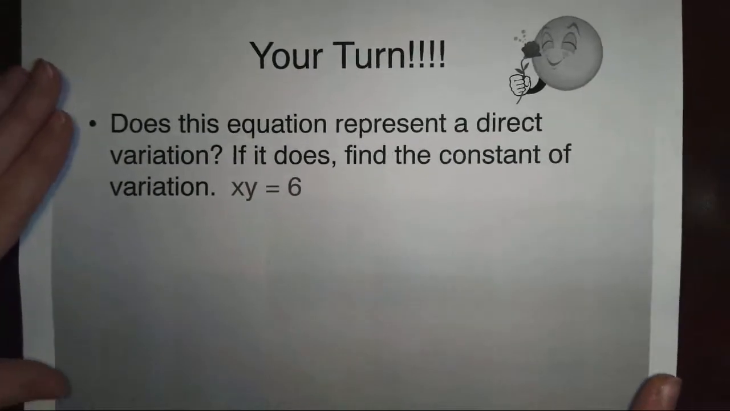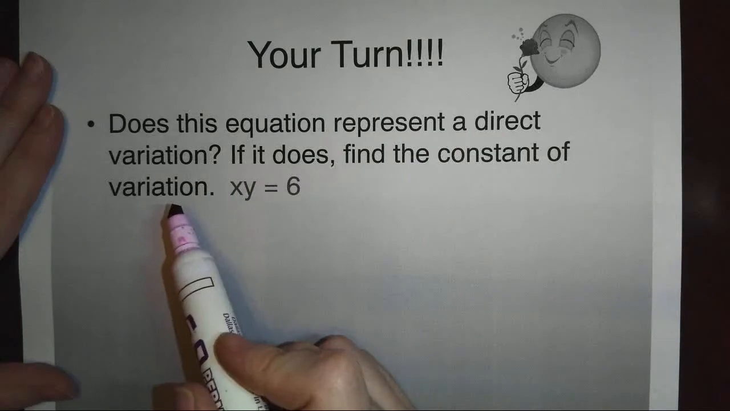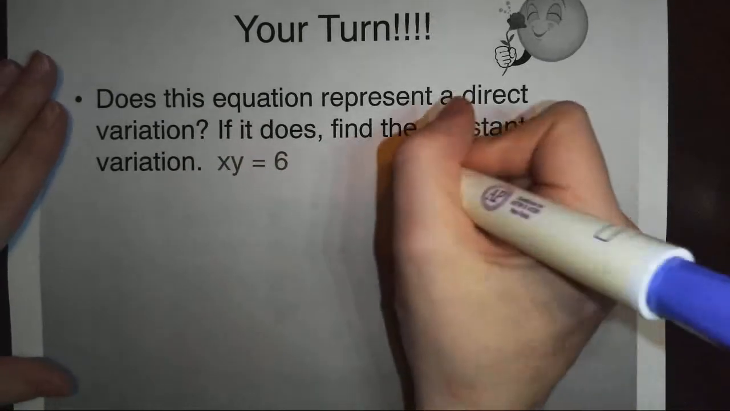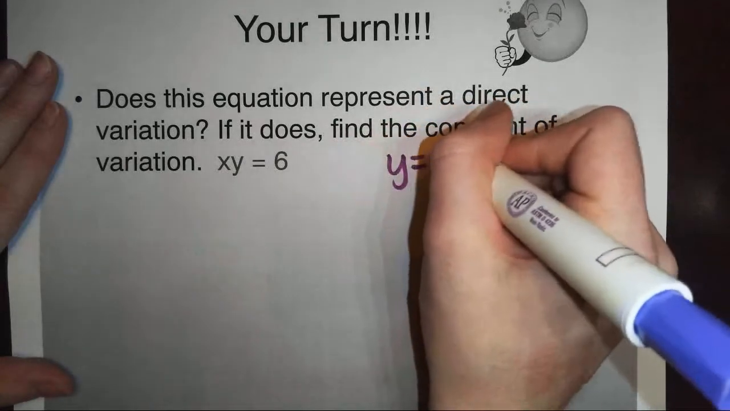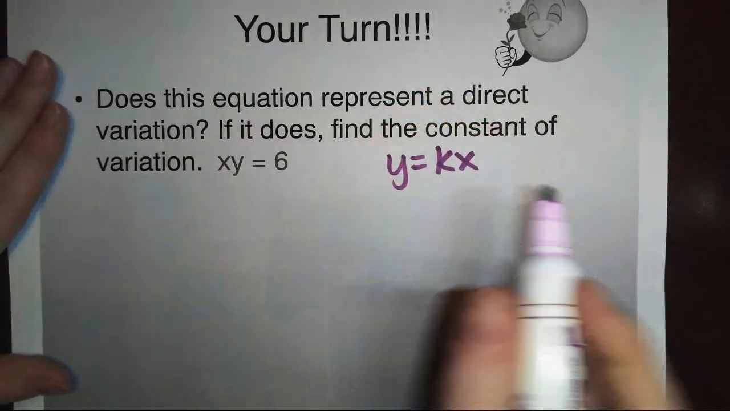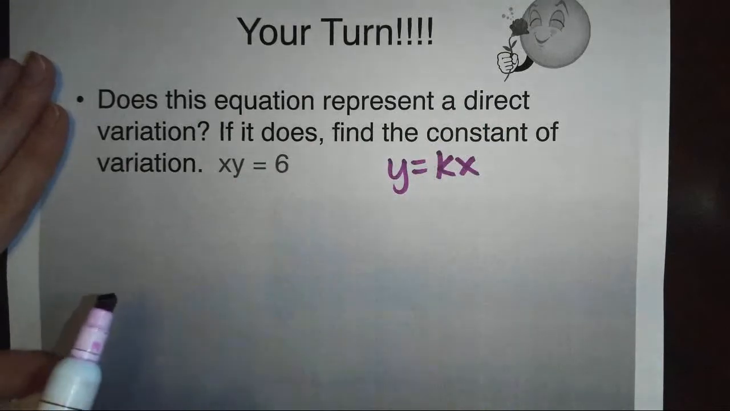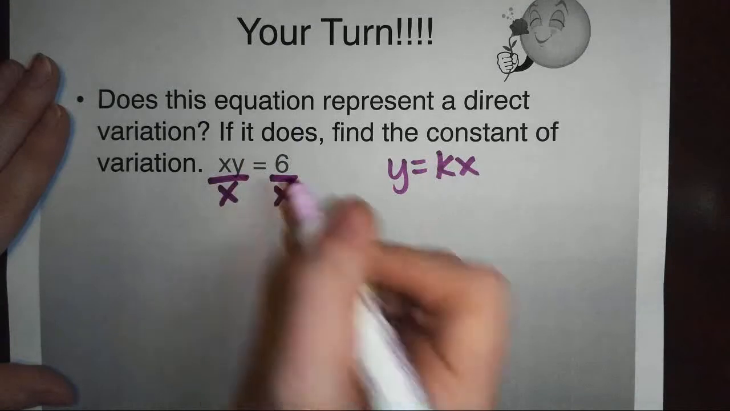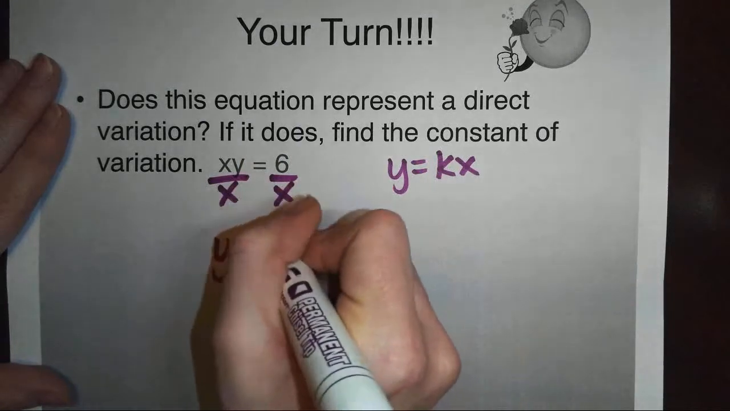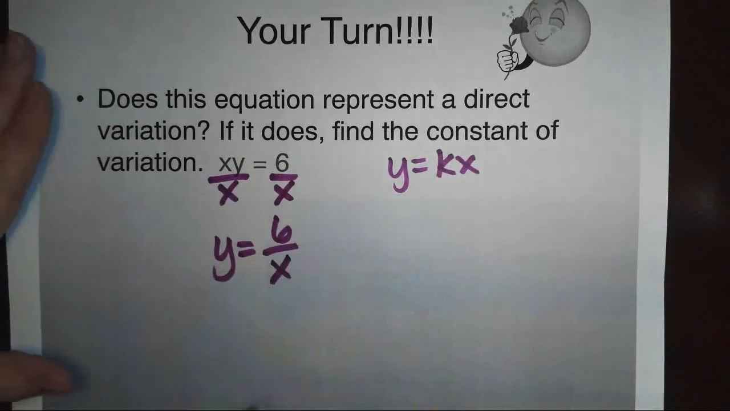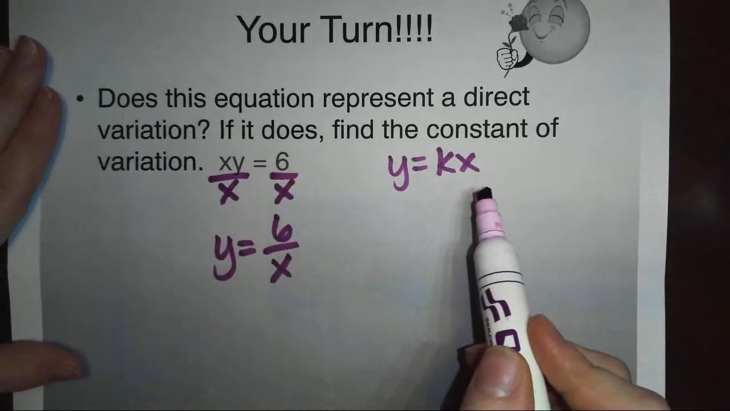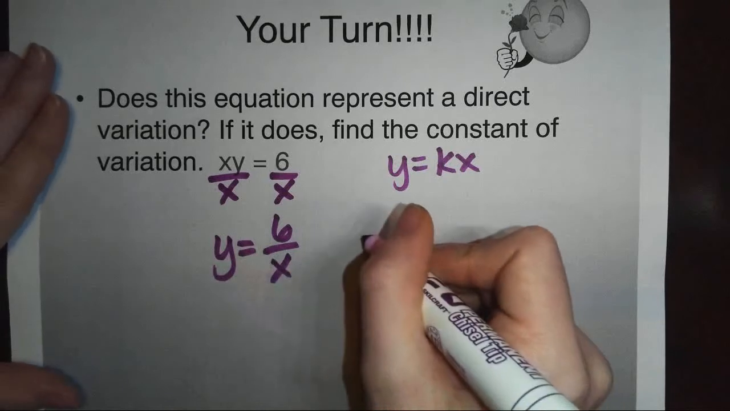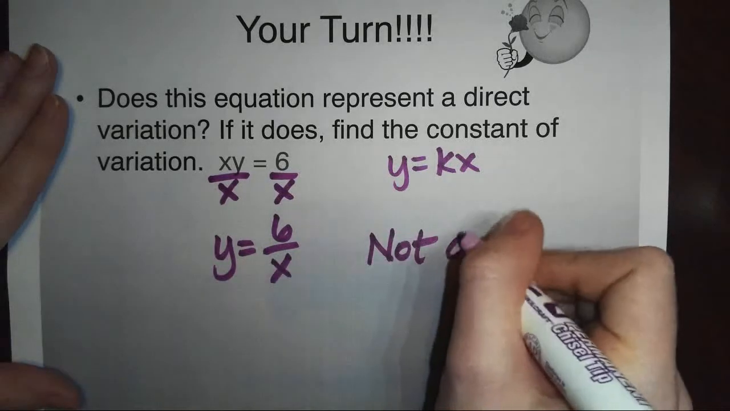Finally, let's try one more. Does this equation represent a direct variation? And if it does, find the constant of variation. Now we want to be able to put it in y equals some number times x form. So here we've got x times y equals 6. To get y by itself, I'm going to have to divide both sides by x. So I've got y equals 6 divided by x. This is not in y equals kx form. It doesn't say y equals some number times x. So this is not a direct variation.